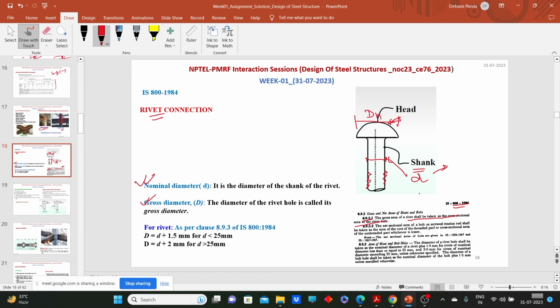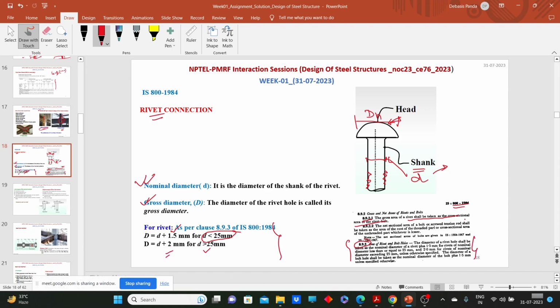For bolts, we have a specific table for the bolt hole diameter. But for rivets, we don't have this kind of table. So in clause 8.9.3, it is written that for rivets whose nominal diameter is less than 25 mm, we should take 1.5 mm as clearance, and for rivets whose diameter is more than 25 mm, we will take 2 mm. These things are written here.